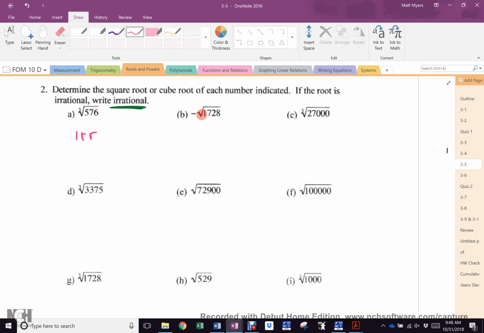I thought it was imaginary because of the negative. No, the negative is outside. So this is saying negative, then whatever this is. Does 1728 have a square root? 41.6, and it fills up the screen. Yeah. So it is irrational.